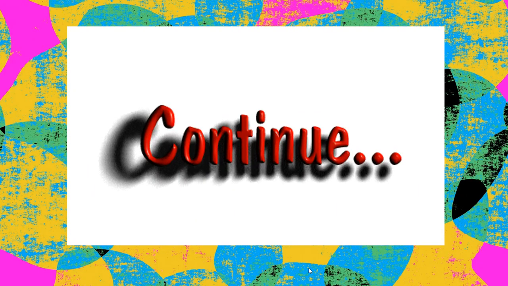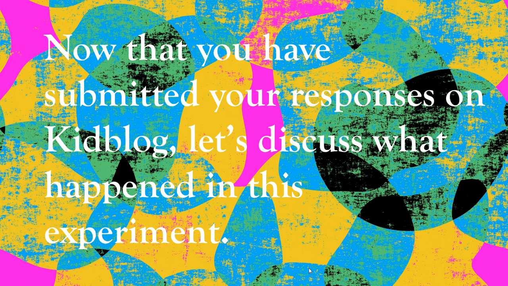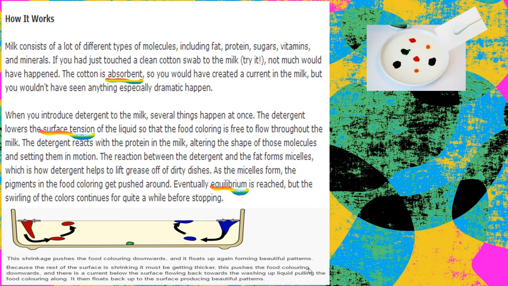Let's continue. Now that you have submitted your responses on Kid Blog, let's discuss what happened in this experiment. This is how it works. Milk consists of a lot of different types of molecules, including fat, protein, sugars, vitamins, and minerals. If you had just touched a clean swab to the milk, not much would have happened. The cotton is absorbent, meaning it takes things in. So you would have created a current in the milk, but nothing would have really happened.